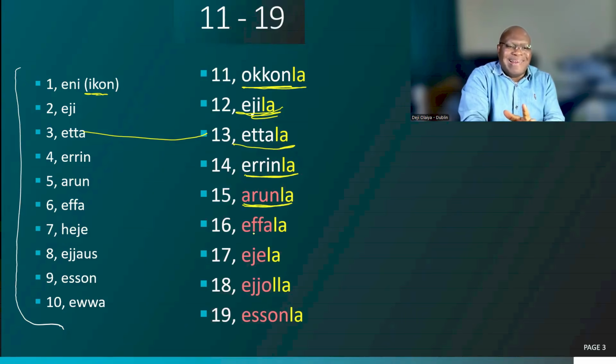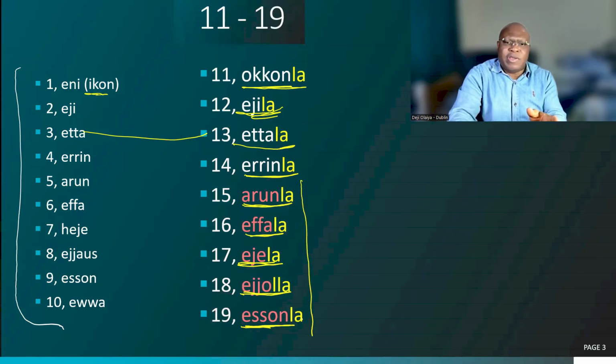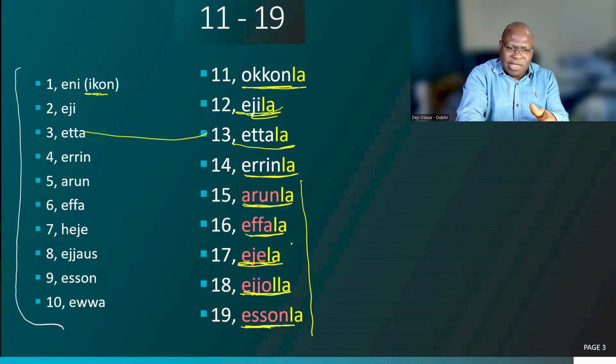16, ẹ̀fàlá. 17, èjèlá. 18, ẹ̀jọ̀lá. And 19 is ẹ̀sànlá. That's the way it is pronounced from 11 to 19. For all who are new to digital Yoruba orthography, this may seem very strange to you, but when we go into dates, you will see the importance of this.